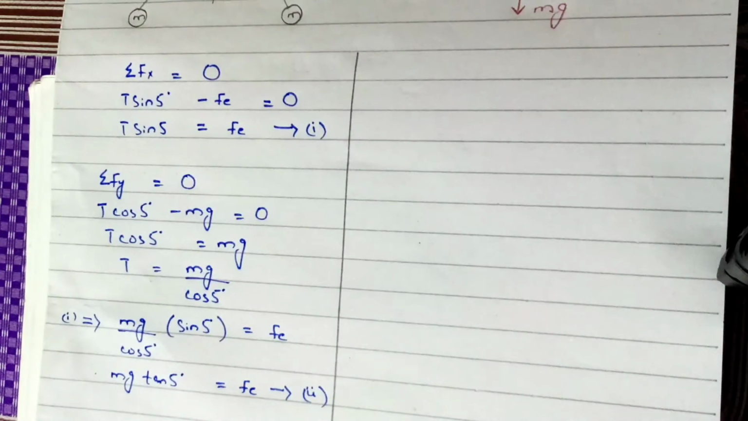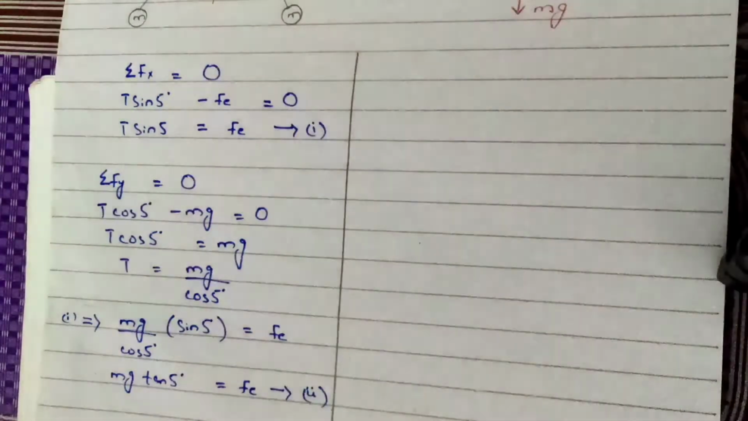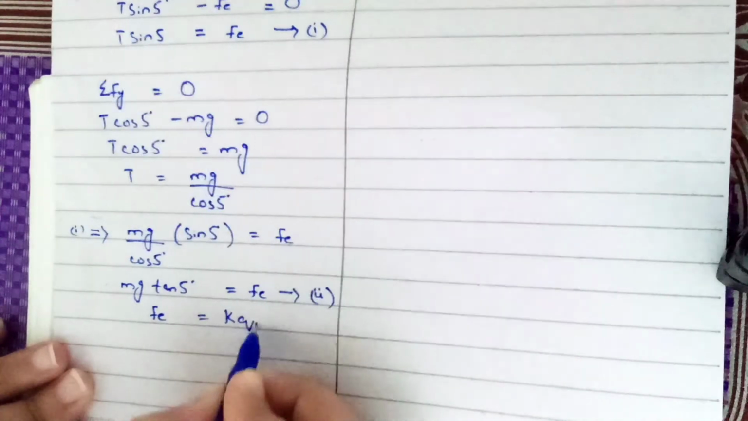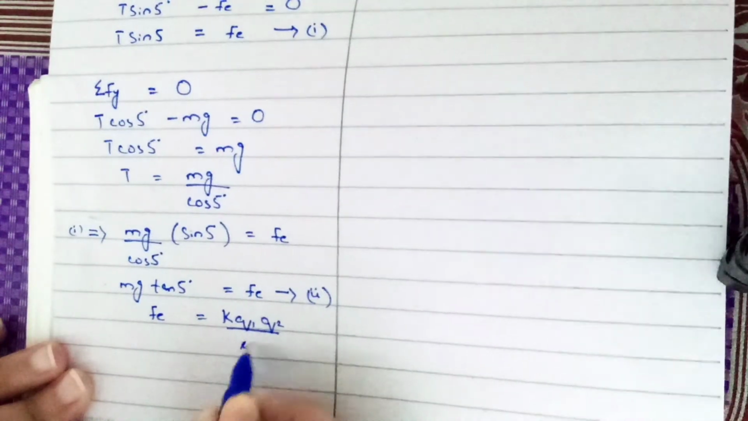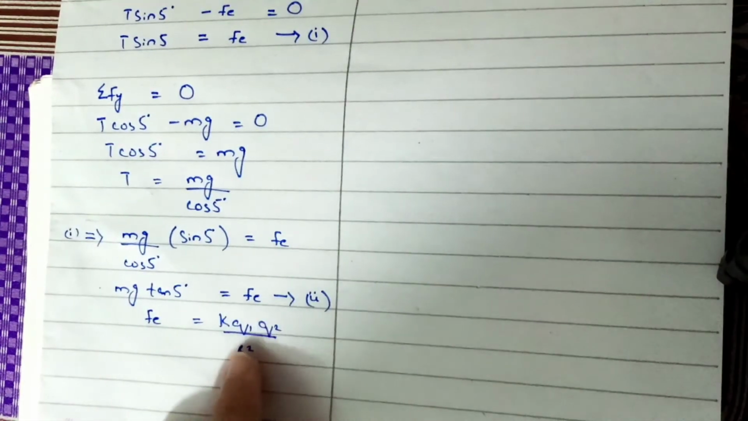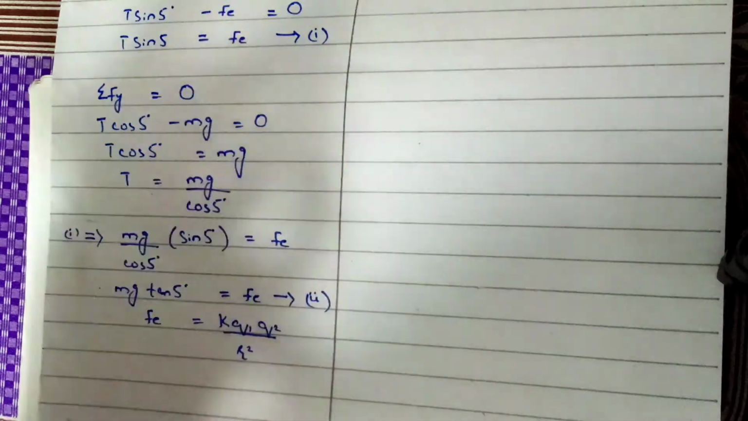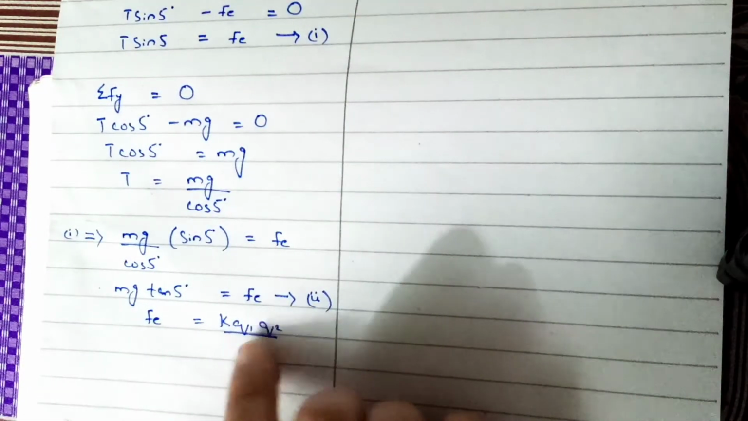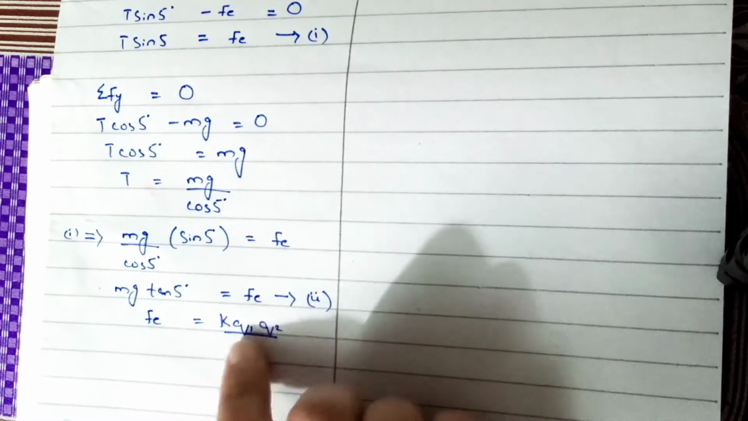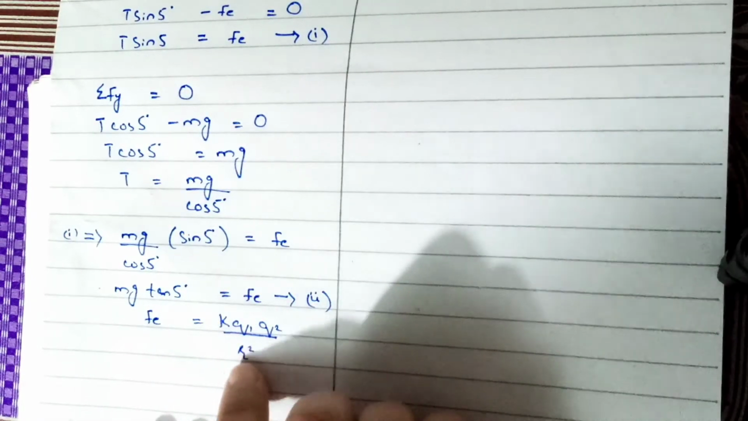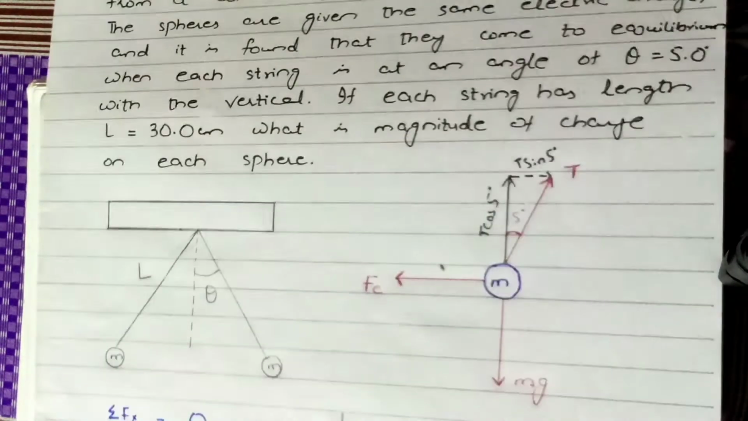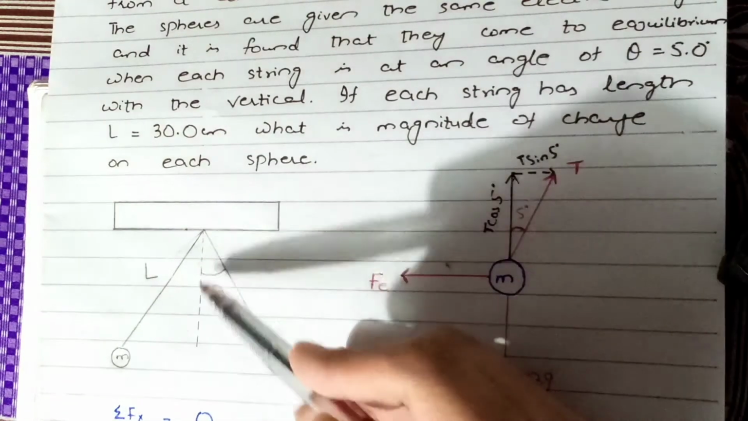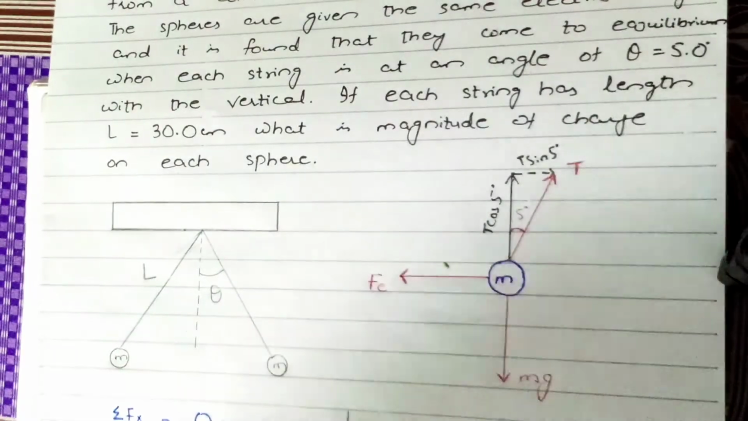Fe equals K Q1 Q2 over R square. Right, students? Let's write F equals K Q1 Q2 over R square. We know the magnitude of both charges Q1 and Q2, that is 0.2 (sorry, that is the mass, students). We can collectively call Q1 and Q2 Q square because the charges are the same. But we have to work out this R square, because we don't know the distance between the two charges. For this, let's make a simple right angle triangle and work on it.